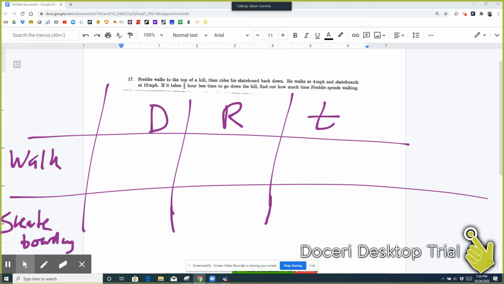So distance, we'll come back to that. Now the rate at which he walks is explicitly given to us as 4. That's 4 miles per hour, so the distance is in miles and the time is in hours. Because the rate is in miles per hour, we have to make sure the time is in hours, and the distance being in miles is also important. He skateboards at 10 miles an hour, so we'll put 10 right there.